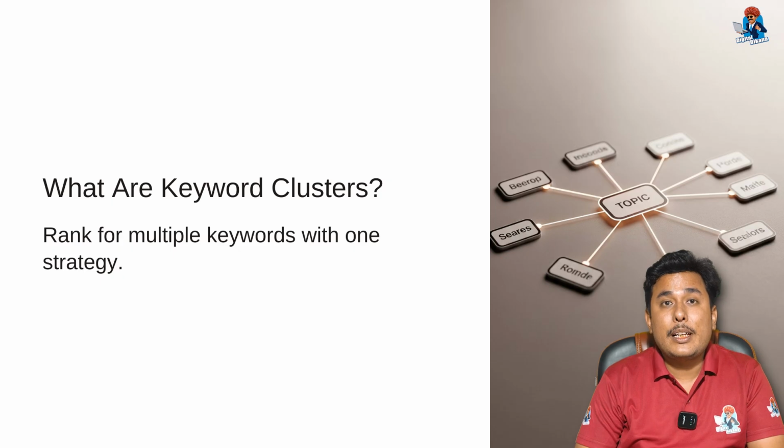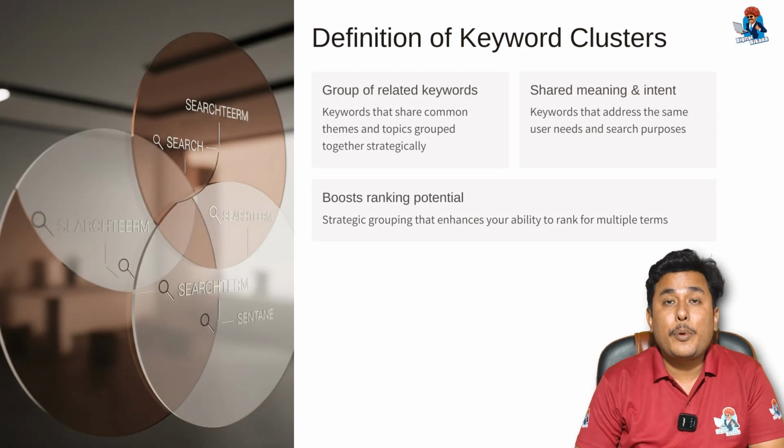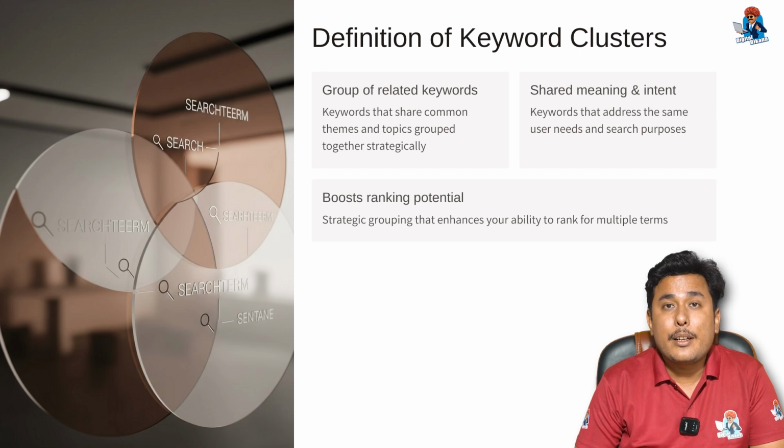In this video, we will explore keyword clusters, what they are, why they matter, and how they can help you rank for multiple search terms with a single piece of content. A keyword cluster is a group of related search terms that share similar meaning and intent. Instead of focusing on just one keyword, you target a cluster to improve your chances of ranking for multiple queries.